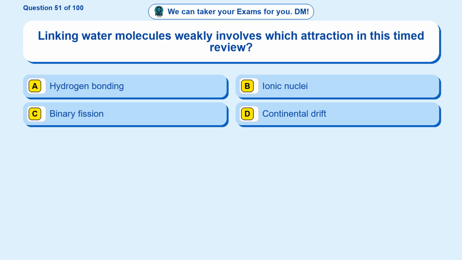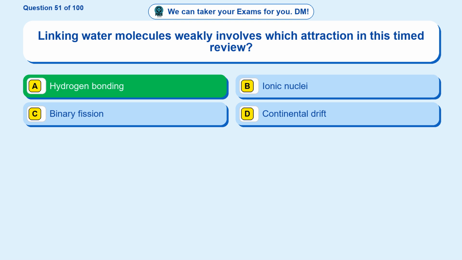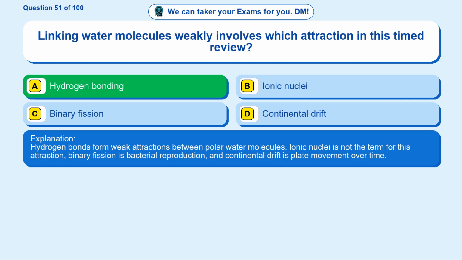Question 51. Linking water molecules weakly involves which attraction in this timed review? Option A hydrogen bonding. Option B ionic nuclei. Option C binary fission. Option D continental drift. The correct answer is option A. Hydrogen bonding. Hydrogen bonds form weak attractions between polar water molecules. Ionic nuclei is not the term for this attraction, binary fission is bacterial reproduction, and continental drift is plate movement over time.